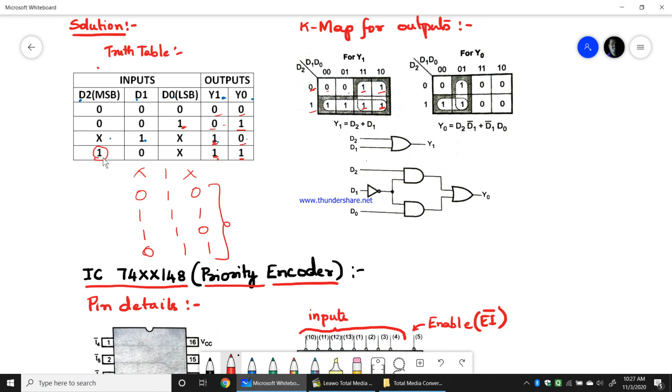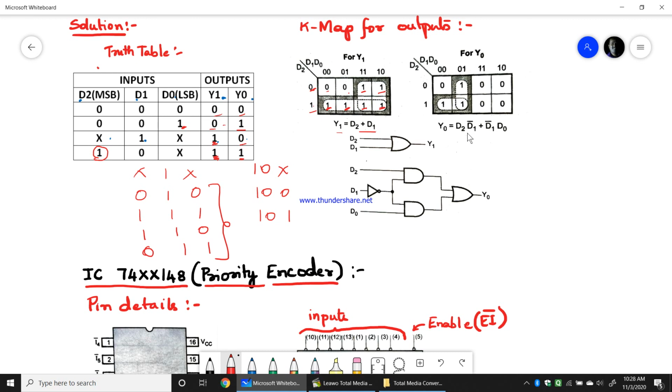Now coming to this bit 10x. 10x is what? It can be 1 0 0 or 1 0 1. For both, again it is 1. Therefore 1 0 0 is 1 and 1 0 1 is 1. Now this is the K-map construction that we do. Now these 4 will be grouped, and these 4 will be grouped. You get y1 equal to d2 plus d1.